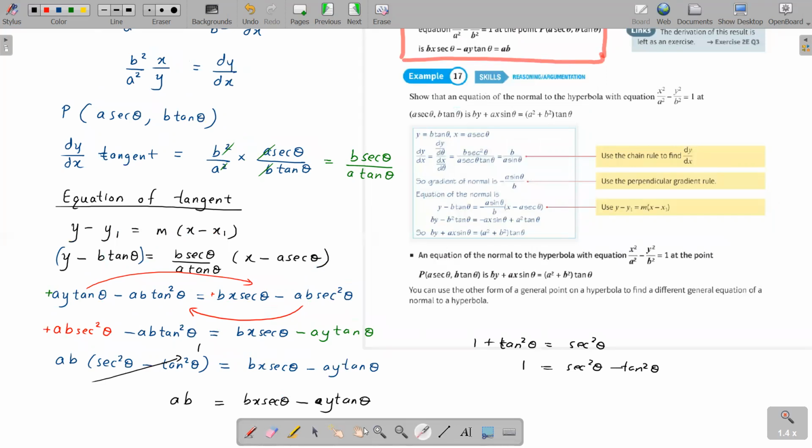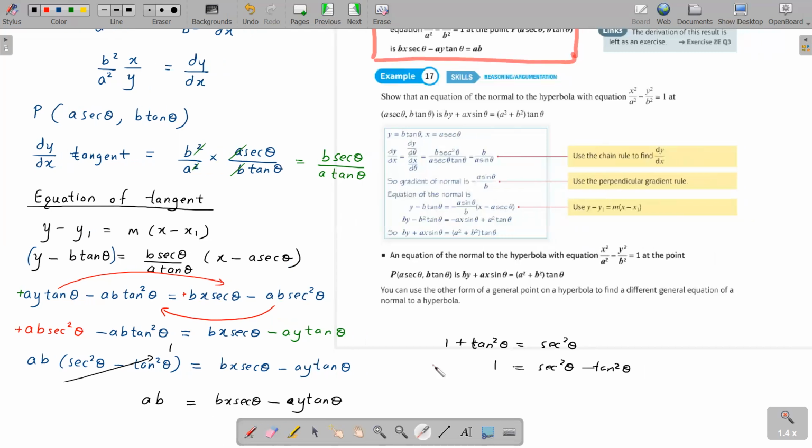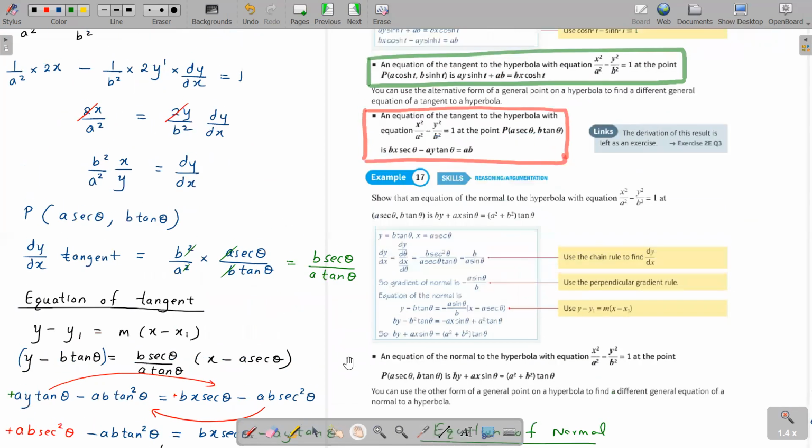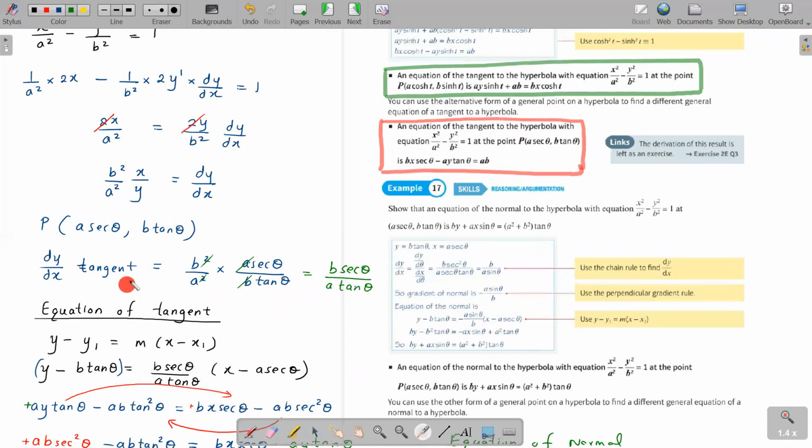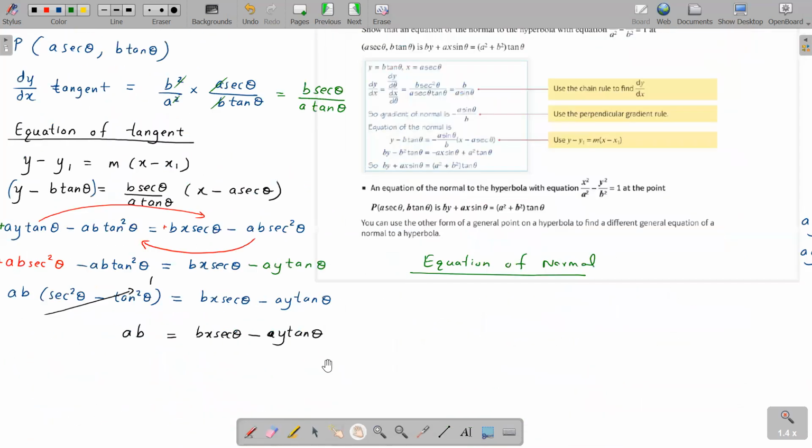So now what I'm going to do is, with the a sec theta, b tan theta point, I'm going to get the equation of the normal to the hyperbola. Shall we continue? So I'm now going to get the equation of the normal. What is the thing that remains the same? I don't need to differentiate from the beginning because I already have the dy by dx of the tangent. The point is also the same, right? We are using the same point.